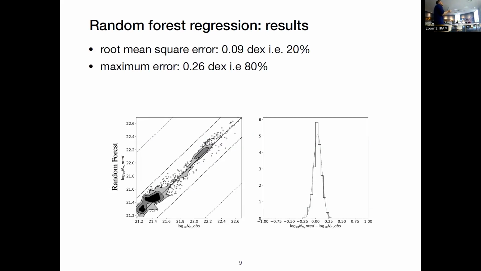Quantitatively, we can reconstruct the Herschel column density maps within about 20%, with a maximum error here of about 80%. And you see here that although there's a slight bias, it's mostly compatible, within a few tens of percent, between the observed and the predicted values.